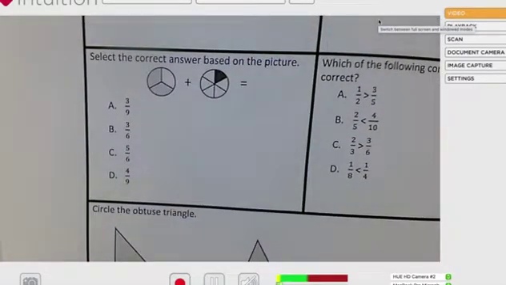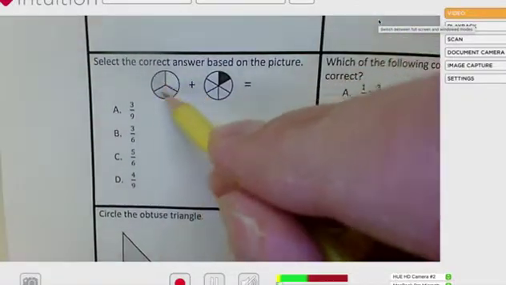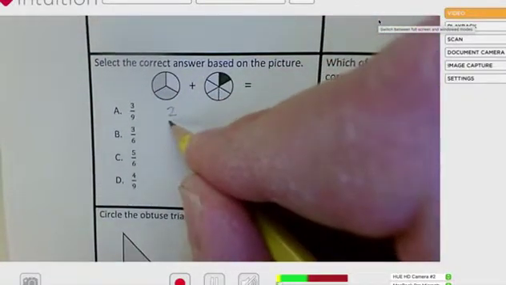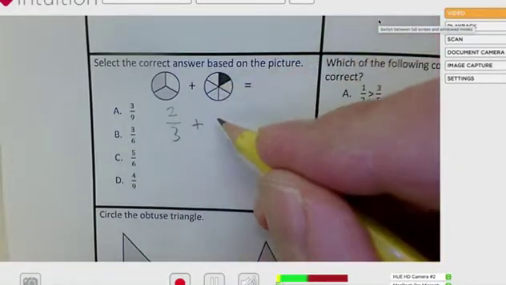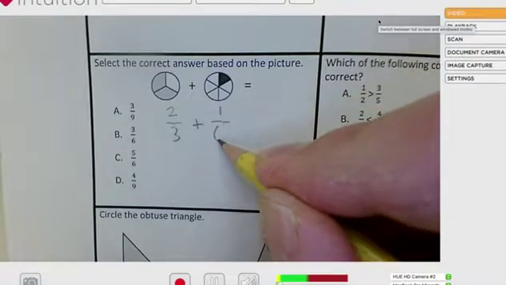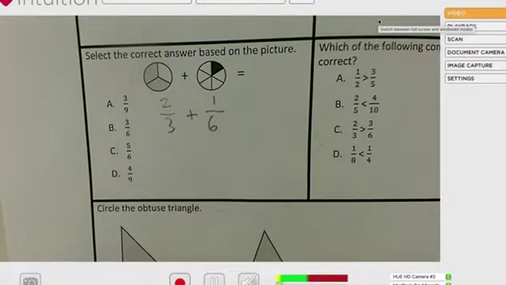Next, we have this one. Select the correct answer based on the picture. Well, we know that this is 2 out of 3, or 2/3. And we know that this is divided into 6, and one of them is shaded in. You cannot subtract these. You need to do something.